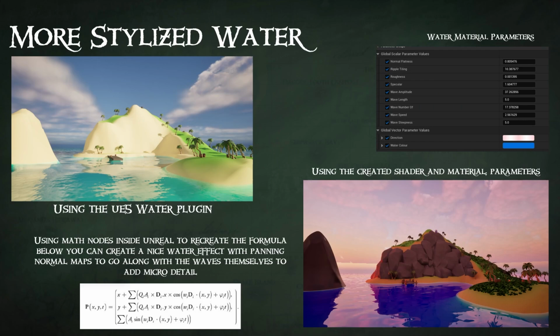Through the use of math nodes inside of Unreal Engine to create the formula you can see below, it creates a bit more of an accurate Sea of Thieves water effect, along with panning normal maps to go along with the waves.